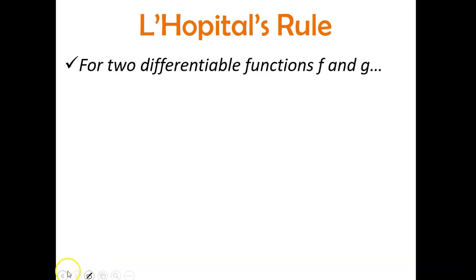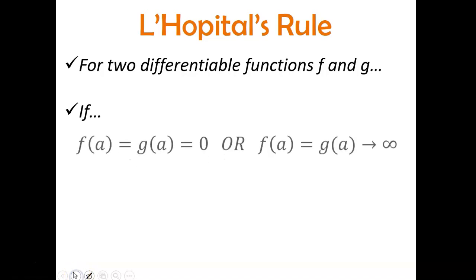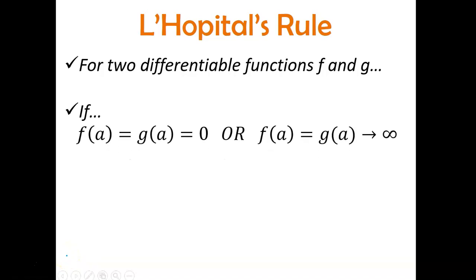All right, so L'Hopital's rule seems like magic, but it's not. First things first, you have to have two differentiable functions. L'Hopital's rule is only going to work on rational functions where you have a function over another function, like f over g or g over f. The other thing that has to be true is that both of your functions equal 0 or both of your functions equal infinity. In other words, you have to be getting a 0 over 0 or an infinity over infinity.